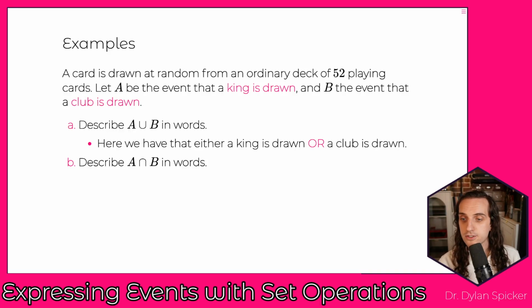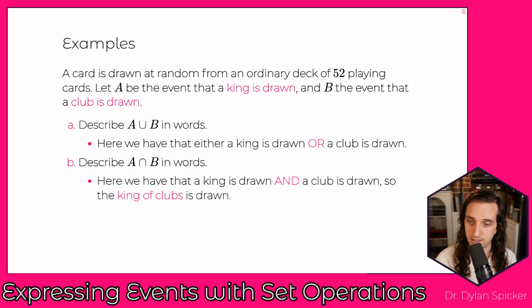What about A intersect B? Now again, intersections should always make us think and. And so then with our and here, we're going to want to say A and B: a king is drawn and a club is drawn. And so the only way that we're going to have both a king and a club being drawn is if the king of clubs is drawn.